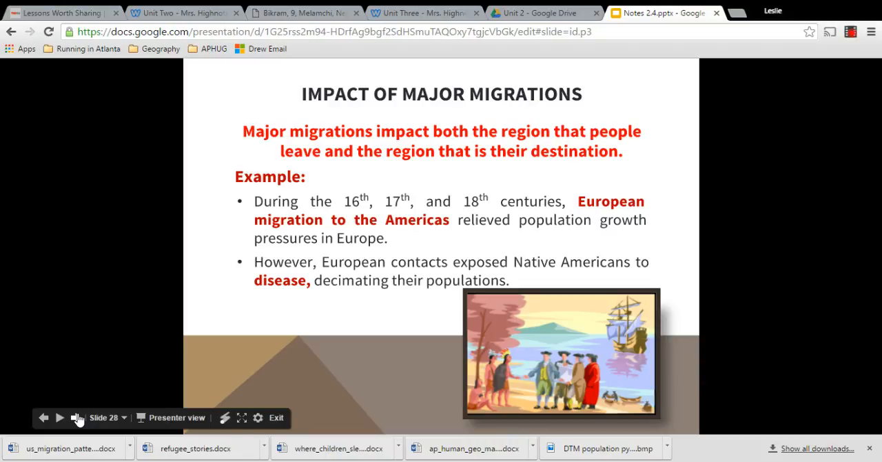The impact of this European migration to the New World on the indigenous people, the native people who were already living here, was that the Europeans brought diseases with them and exposed Native Americans to diseases that they did not have immunity to and decimated their population. And decimate means severely damage.